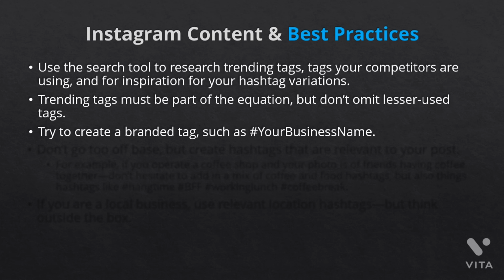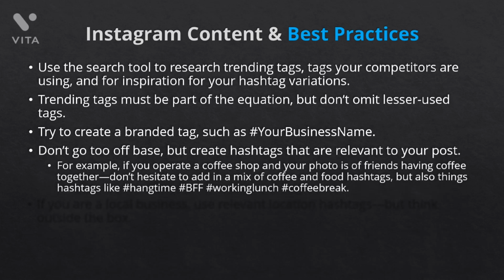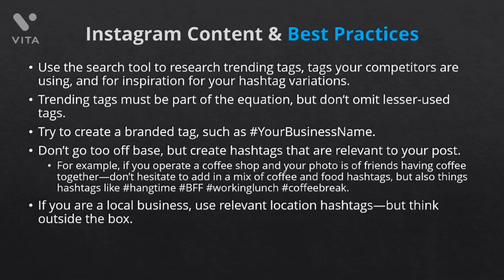For example, if you operate a coffee shop and your photo is of friends having coffee together, don't hesitate to add in a mix of coffee and food hashtags, but also other hashtags like hang time, BFF, working lunch, or coffee break. If you're a local business, use relevant location hashtags, but think outside the box. For example, not just your city and state, but maybe your county, local attractions, local university, city nicknames. Chicago could be hashtag Chi-Town, hashtag Windy City, hashtag Chicagoland, or hashtag MagMile.